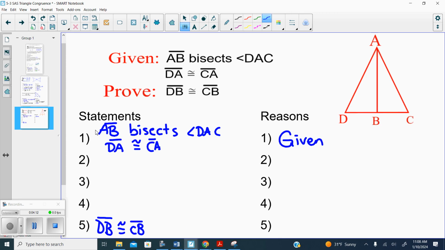AB bisects. What does bisect mean? Splits it down the middle, splits it in half, right? Okay, so AB is going to bisect angle DAC. It's bisecting this angle up here. It has nothing to do with bisecting down here. So if it bisects the angle, what do you know about the two little angles? Mark them. Those two angles are congruent.